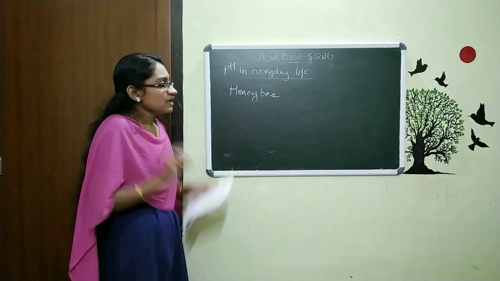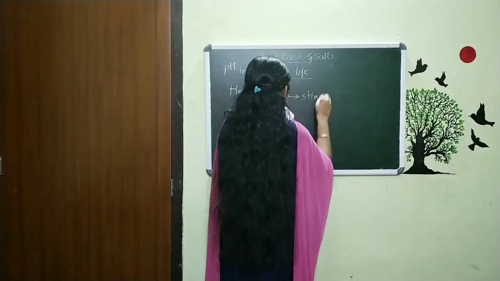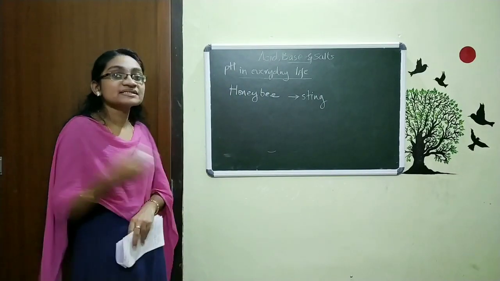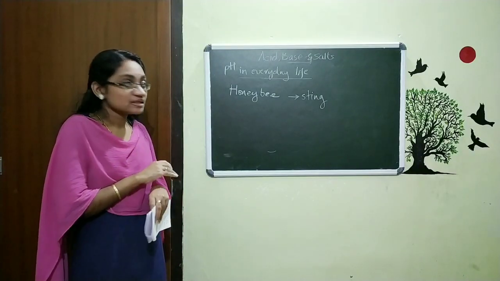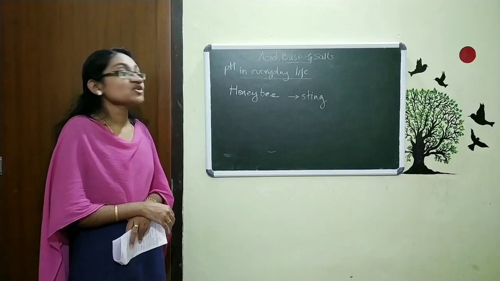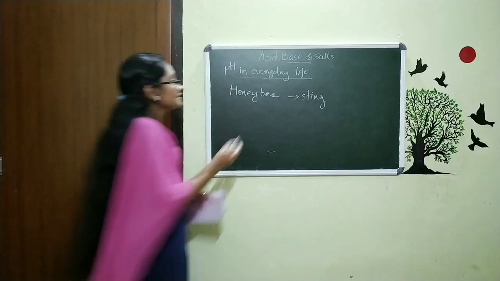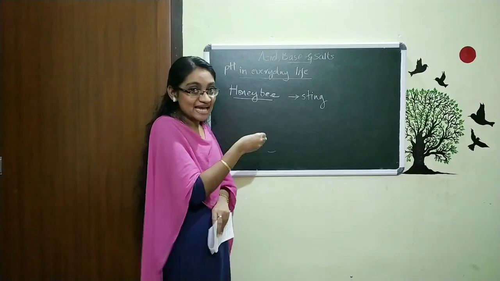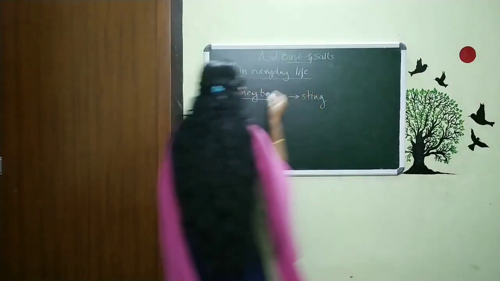Honeybee, its sting has an acid, and when it bites, what happens? It will cause pain and swelling. Why? Because of the injection of some sort of acid into our body. So that is the protection method for the honeybee, injecting acid into our body, and it will cause pain and irritation.